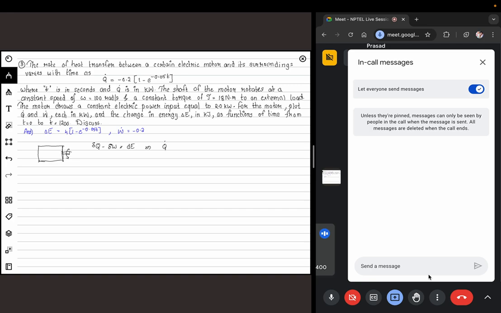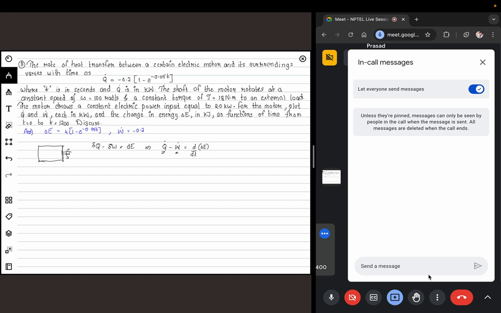Q dot is essentially del Q del t. I am differentiating the entire equation with respect to time, and writing it in this particular way, dE dt, where Q dot is your rate of heat loss and W dot is the rate of work done by the system. My system is my motor plus shaft. Q dot is already given to you, so I am not worried about Q dot.